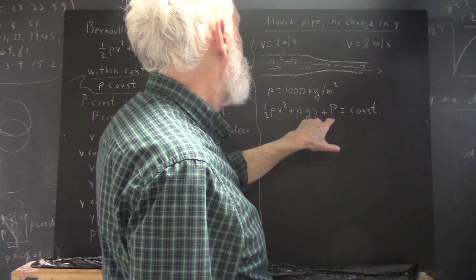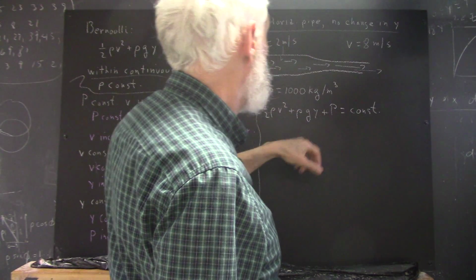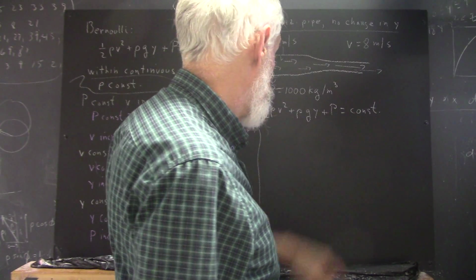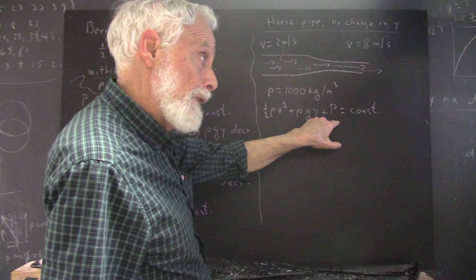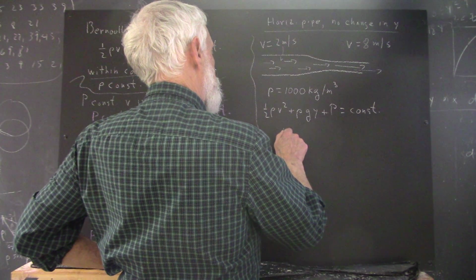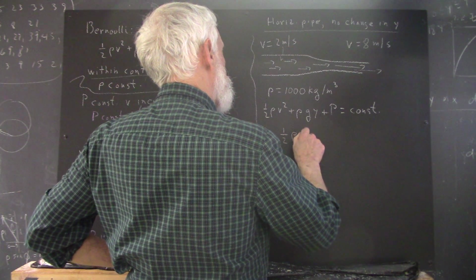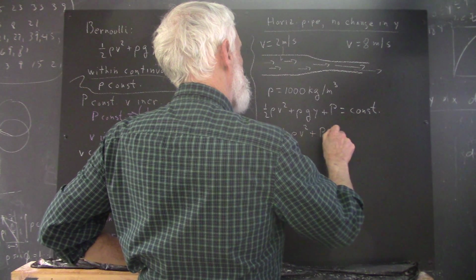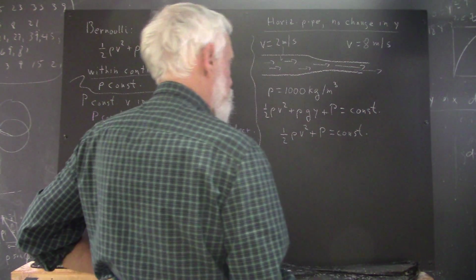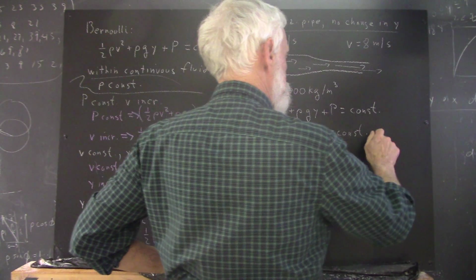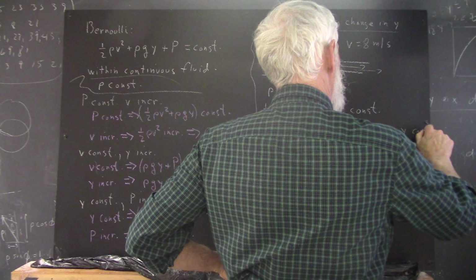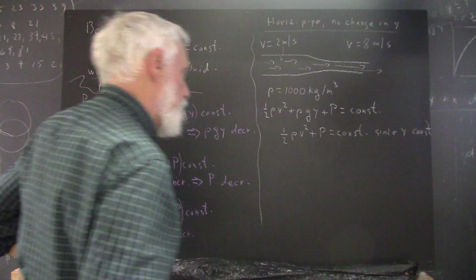This goes up, this, which doesn't change, so just this plus this has to be constant. If this goes up, this has to go down. So what we have now is 1/2 rho v squared plus p is constant, since y doesn't change, we say that since y is constant.